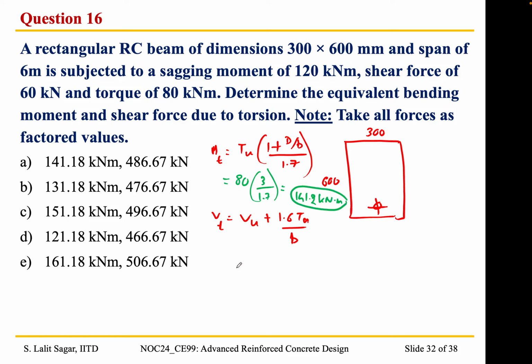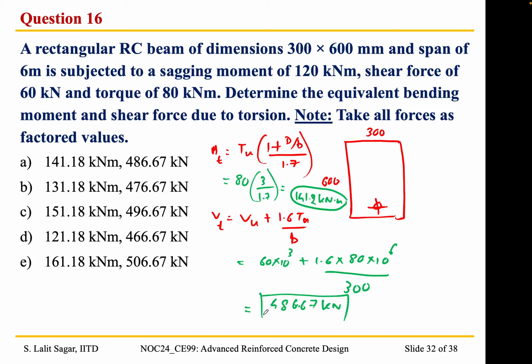And Vt, Vu is, we have the shear force as 60 kilonewton, 60 into 10 to the power 3, plus 1.6 into Tu. Tu is 80 into 10 to the power 6 by b, b is 300, so we get the value as 486.67 kilonewton.